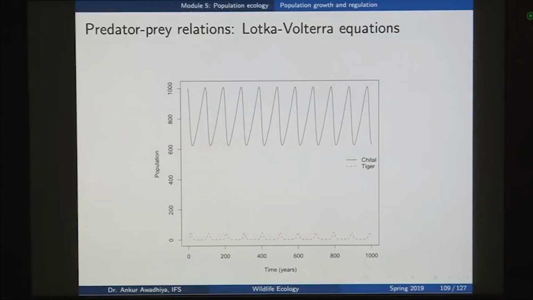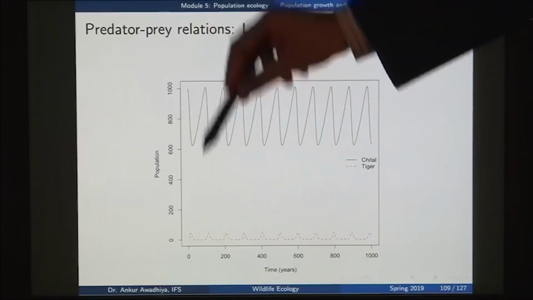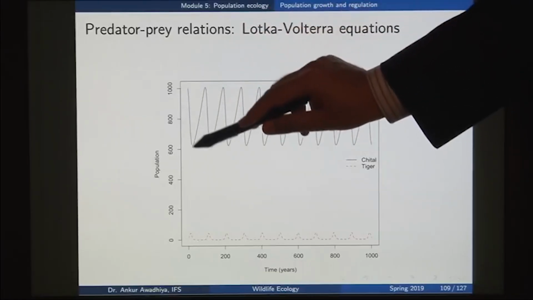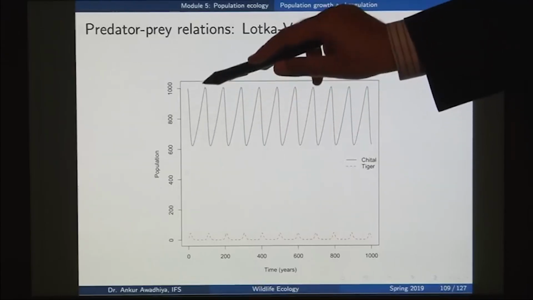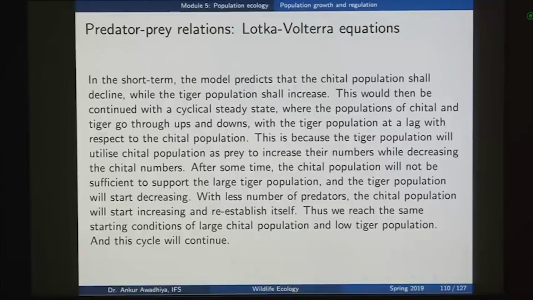So, in this manner we will find that when the cheetal population is high, it will increase the tiger population and reduce itself. Now, when the cheetal population is less, it will reduce the tiger population, so the cheetals will increase, and then this process will go on again and again. So, we see these cyclical situations because of the Lotka-Volterra equations.